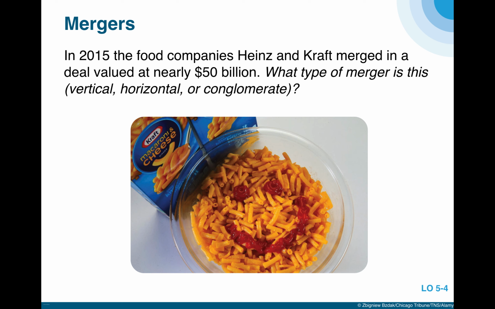In 2015, the food companies Heinz and Kraft merged in a deal valued at nearly $50 billion. What type of merger is this? Vertical, horizontal, or conglomerate? I would say it would be vertical, just because they are in related fields, but also a little bit of a conglomerate as well, just because they do have a very diverse amount of products.